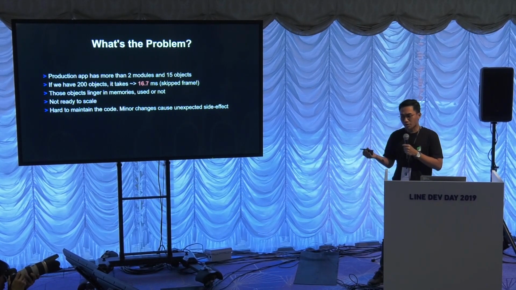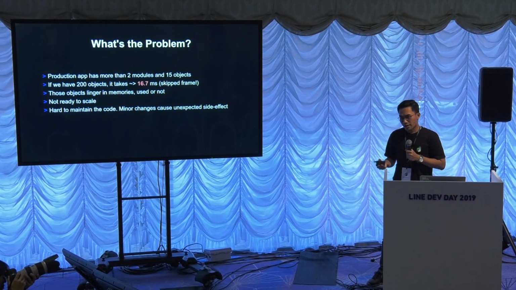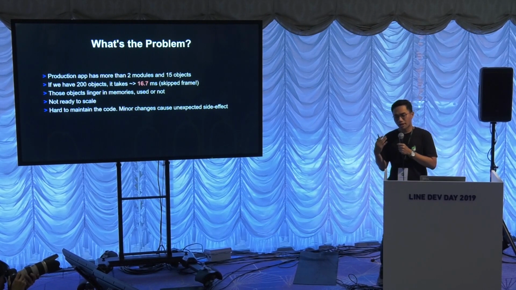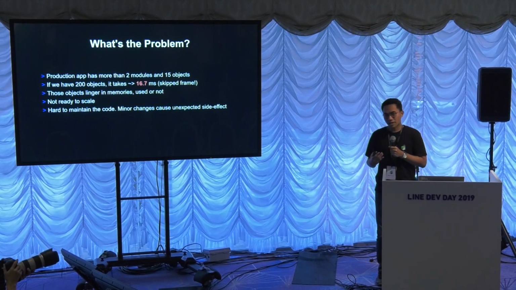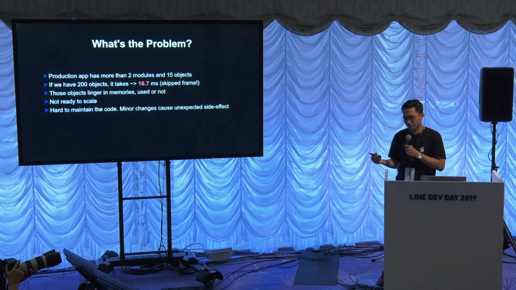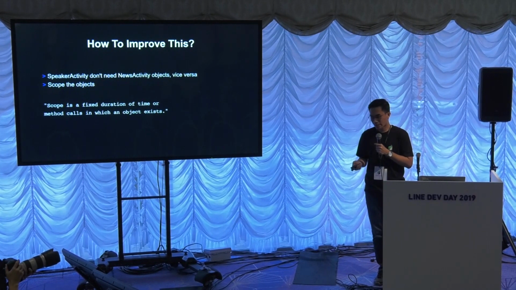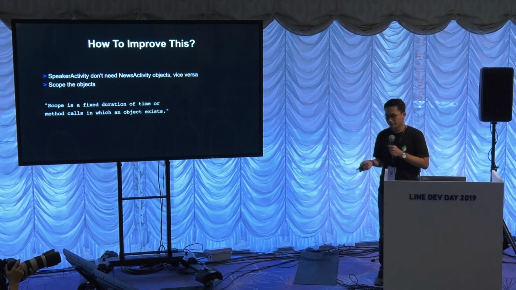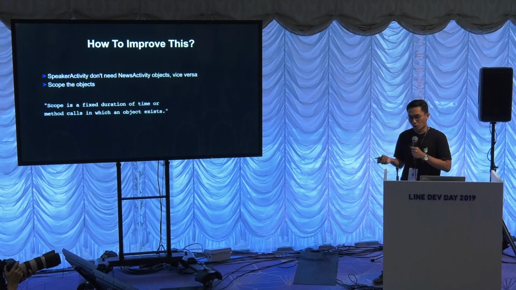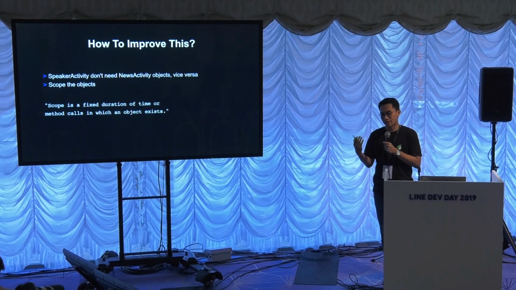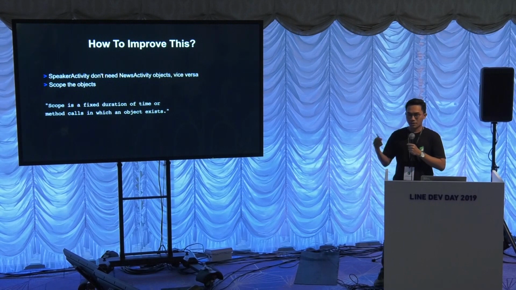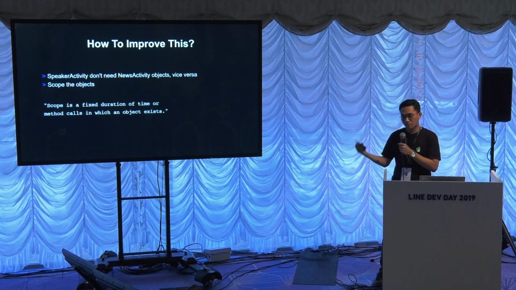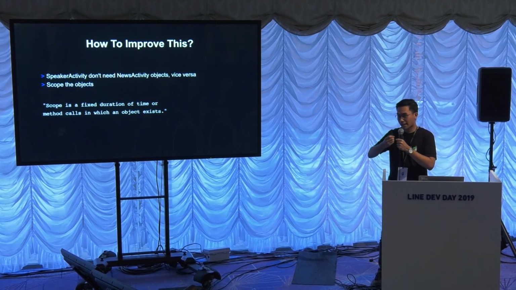And the second point is that the code is hard to maintain. It means that if somebody modifies the implementation in the modules or in the objects, then it might cause an unexpected side effect. So how to improve this? We can use a technique called scoping, which means a fixed duration of time or method calls in which an object can exist. So in this example, the objects in speaker activity don't require objects in news activity. So we can extract them out.